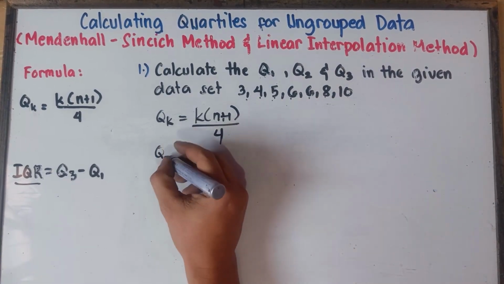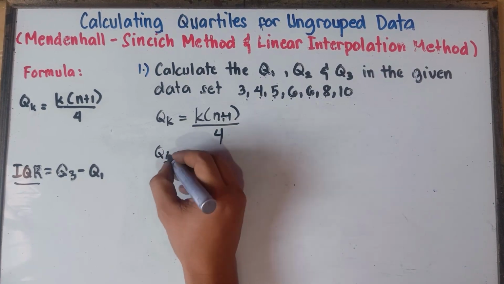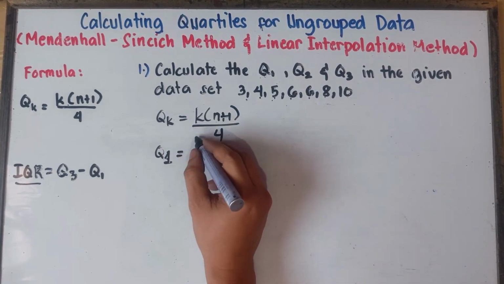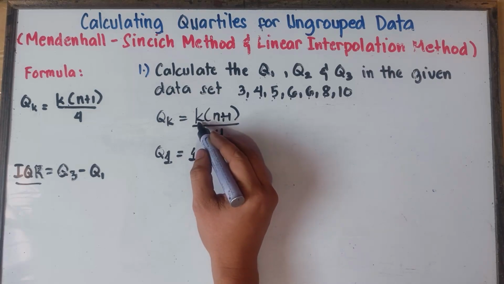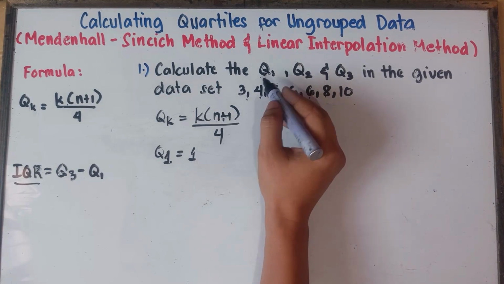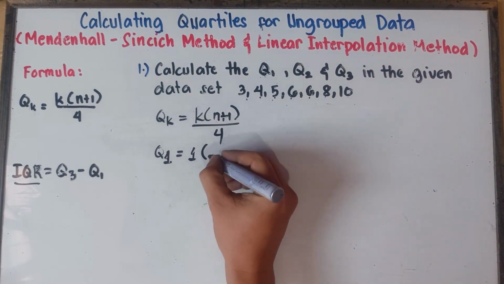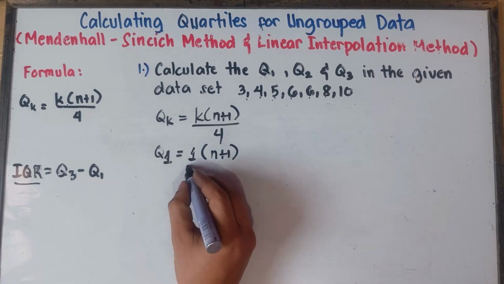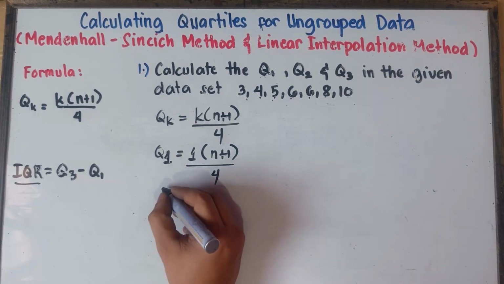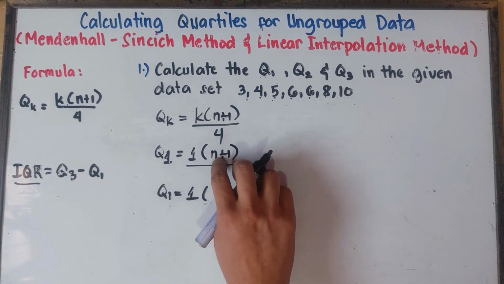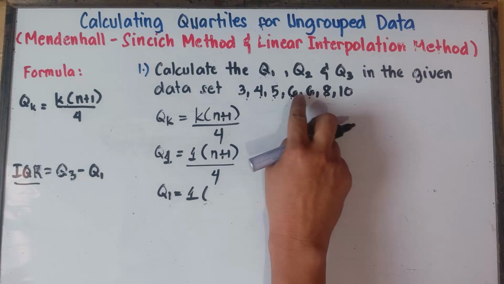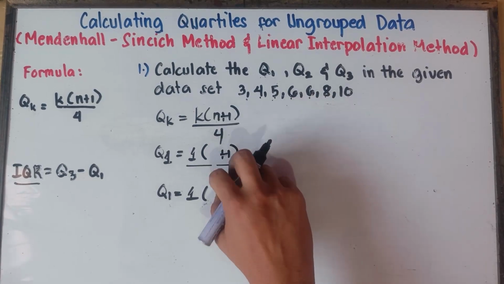So therefore K is 1. So Q sub 1, we're looking for quartile 1, is equal to, K is 1. Once again, class, K is the quartile that we're looking for. So 1 times n plus 1 divided by 4. So this will be quartile 1 is equal to 1. And then n is the total number of data sets. So 1, 2, 3, 4, 5, 6, 7. So that would be 7.